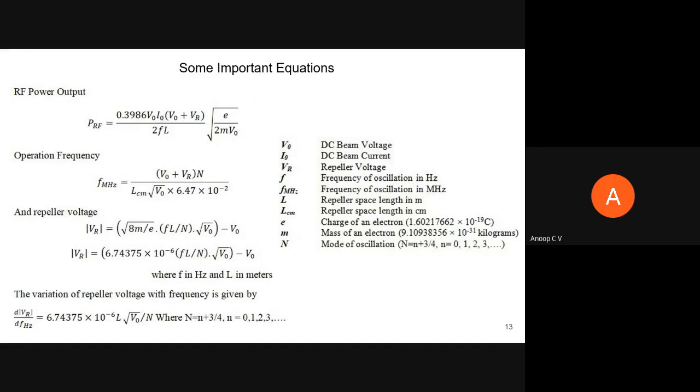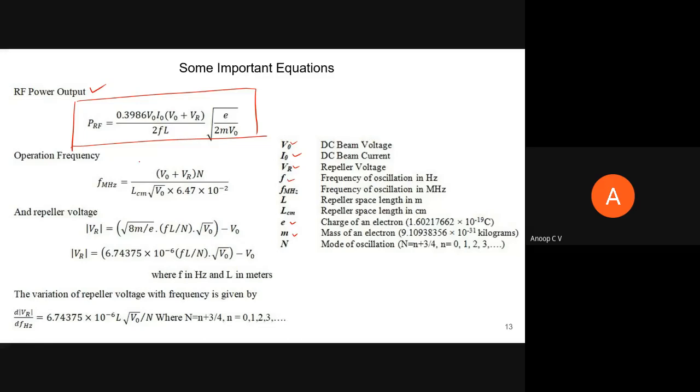Suppose you want to find out the RF power output of a reflex klystron. This is the expression for RF power output: PRF = 0.3986 V0 I0 (V0 + VR) / (2FL) * sqrt(e / (2 m V0)), where e is the charge of the electron, m is the mass of the electron, V0 is the DC beam voltage, I0 is the beam current, VR is the repeller voltage, and f is the frequency of oscillation.